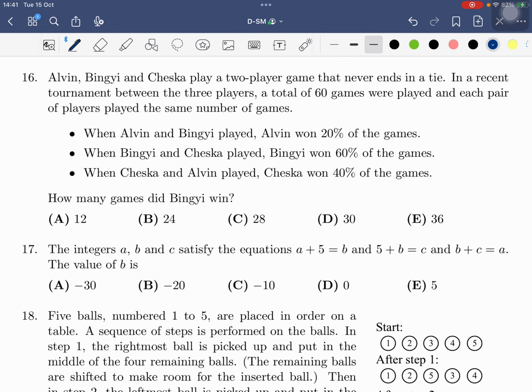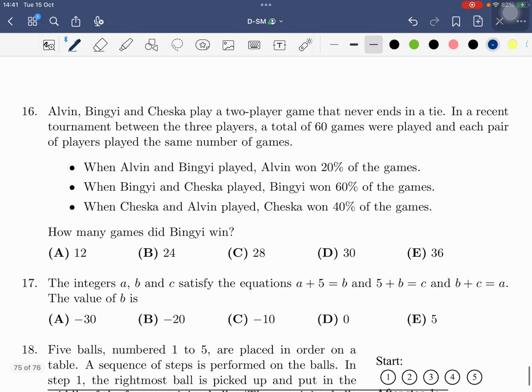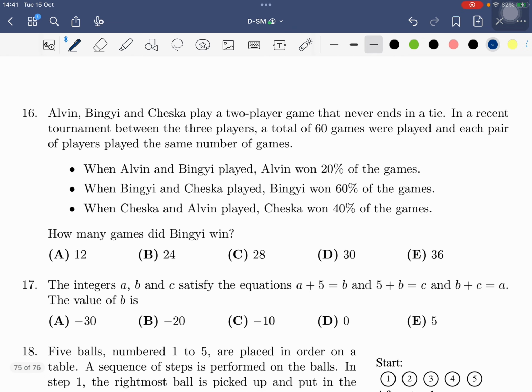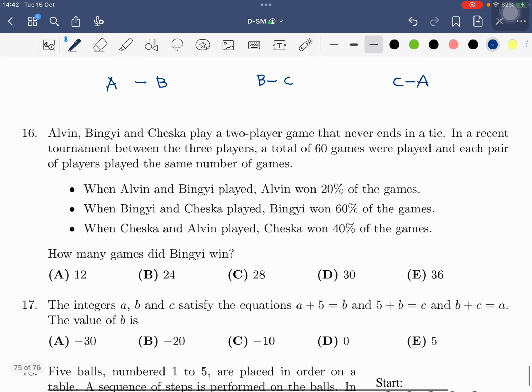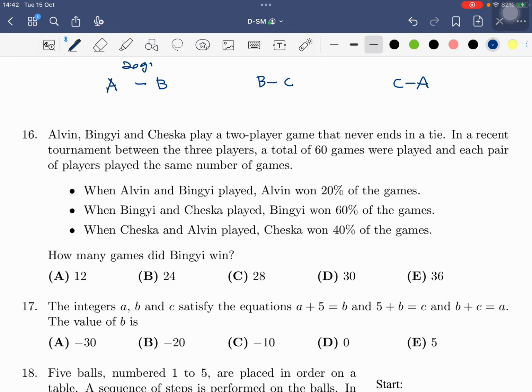Alvin, Bingi, Cheska, 2 players. Tournament between 2 players, a total of 60 games are played, and each pair of players play the same number of games. Okay, so this is a tournament, and maybe A and B, or B and C, or C and A. So each of them 20 games. So 20 games, 20 games. So altogether 60 games. So Alvin and Bingi played.